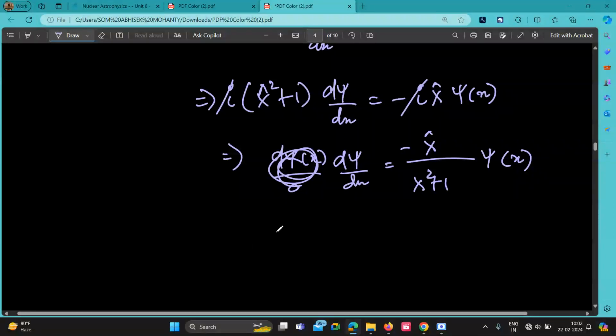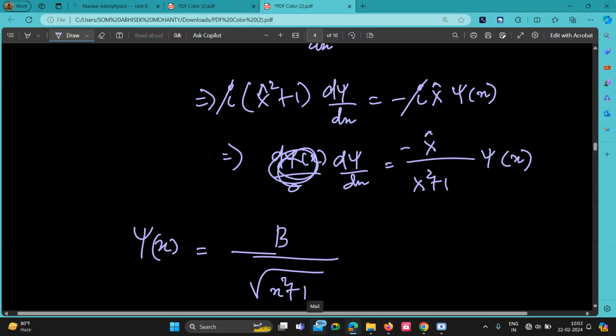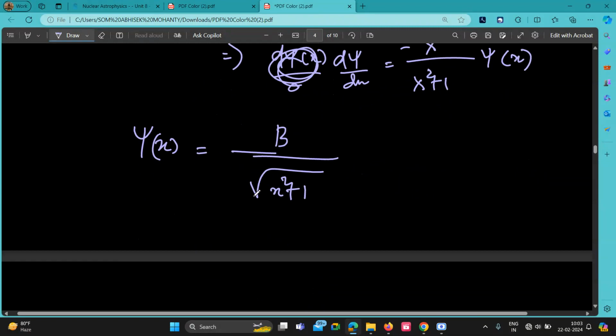Okay. So how to do it from here? You have to solve this differential equation, and if you solve it, you will get the solution as psi x is equal to b by root over of (x square plus 1). Okay, so now we are asked what? Find the state for which this is 0. So this is the state, and normalize it.